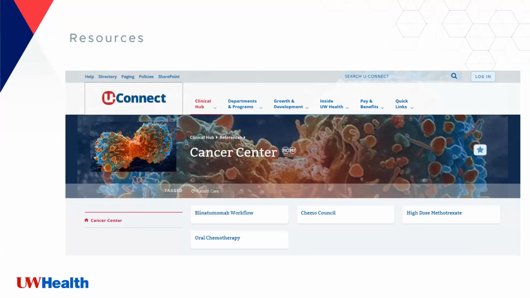So resources can be found here. This is the UConnect page. If you just type in Cancer Center, you can find all of these things. You can find information about oral chemotherapy, our blinatumomab workflow, which we have not discussed today, of course, chemo council, and then high-dose methotrexate can all be accessed from this page.